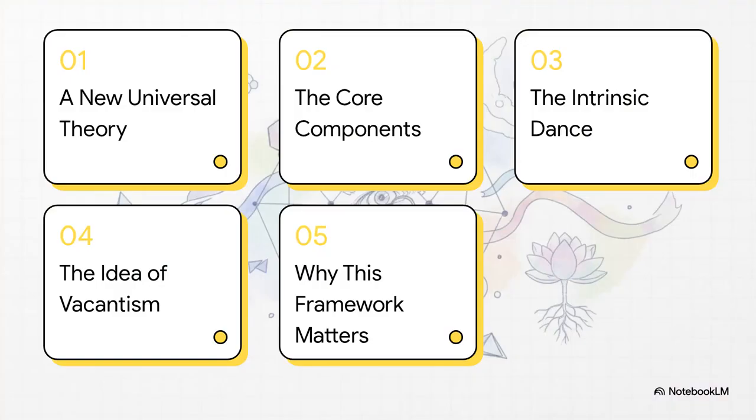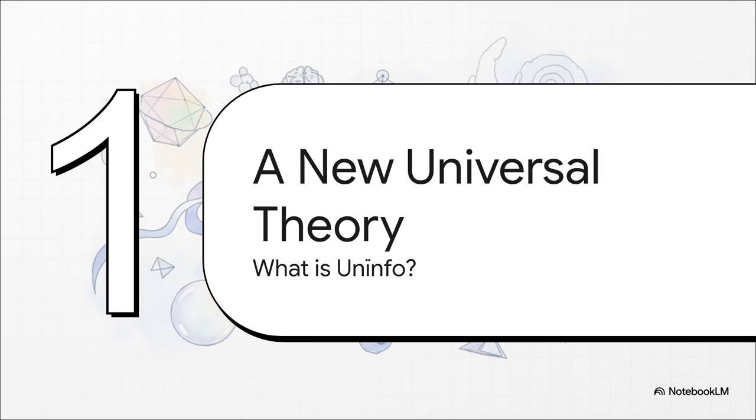Okay, so here's our game plan. We're going to start with what uni-info actually is. Then we'll break down its three core pieces. After that, we'll see how they all interact in this constant dance, and dive into a really deep philosophical idea called vacantism. And finally, we'll wrap up by looking at why any of this abstract stuff might actually matter in the real world. All right. First things first, what exactly is this theory?